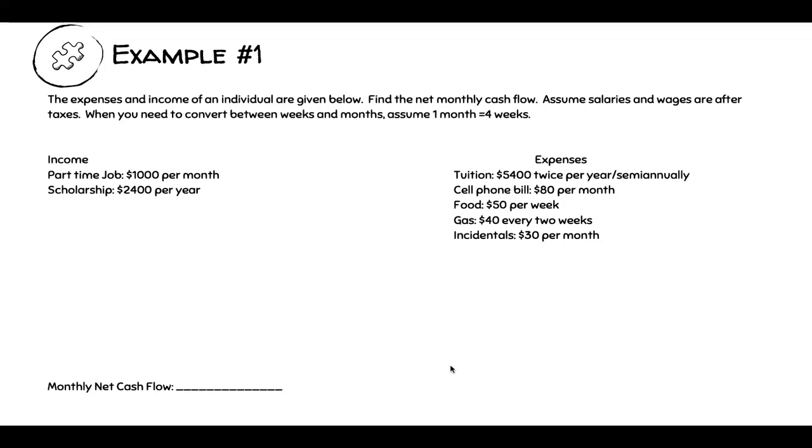So we're going to take all the income, we're going to add that up. We're going to take all the expenses, we're going to add that up. And then we will subtract the income minus the expenses to get the monthly cash flow. Now notice that our goal in here is to make everything monthly, and a lot of the information we were given were not given to us by month. For example, in income, we have the part-time job paying us per month, but the scholarship is broken out per year. So we're going to need to do some unit conversion there in order to get this value in monthly.